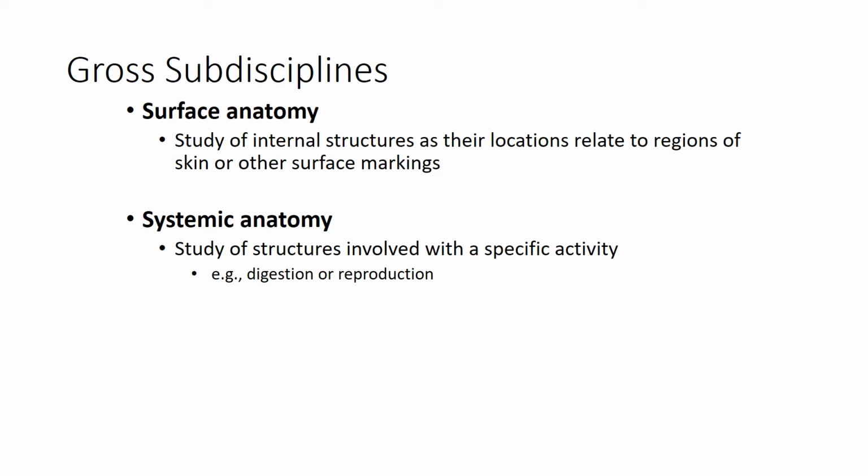Then we'll also look at systemic anatomy, which looks at each of the body systems, of which we have 11. For example, we'll study the digestive system, which includes the stomach, the esophagus, the mouth, and the intestines. Another example is the reproductive system, where we'll look at male and female reproductive systems and how those organs, tissues, and cells work together to make up that entire system.